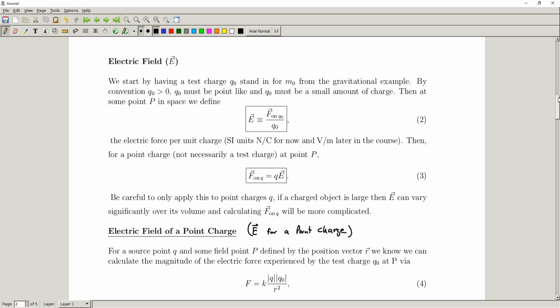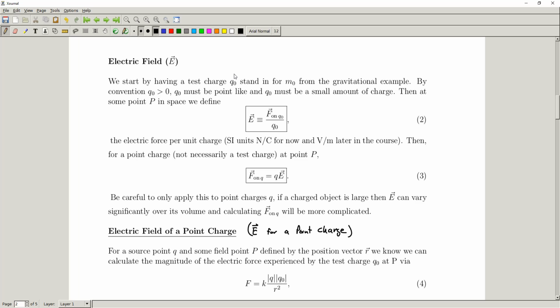So what are we going to do here? We're going to start by, instead of having our test mass, our m naught, now having a test charge, which we're going to call q naught. Okay, that's our q naught here. And so we replace m naught with q naught, and what are the restrictions on q naught? Well, by convention we choose to make q naught positive. So q naught is a positive charge. It needs to be point-like. Okay, so we don't want it to be some large charge distribution. It's a single point that has some charge.